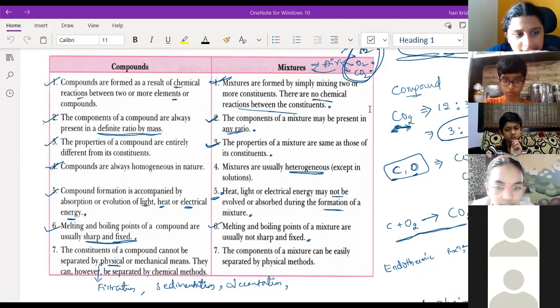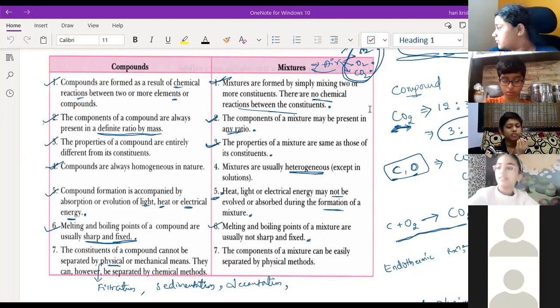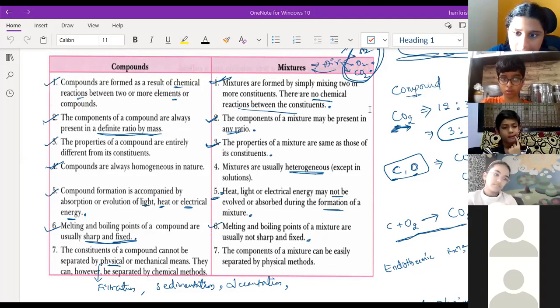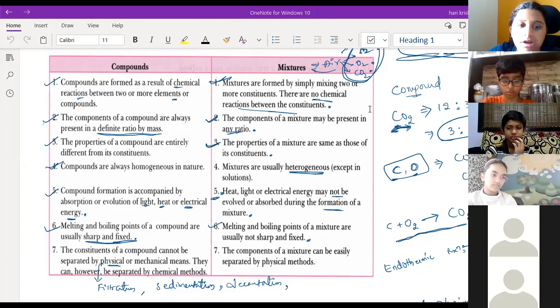For example, what does uniform mean? I will tell you. Suppose you take salt and water. If you mix salt in water, what will happen? The salt will completely dissolve in the water. It will become a solute, and the salt water is a solution. Okay, salt water. Solution.